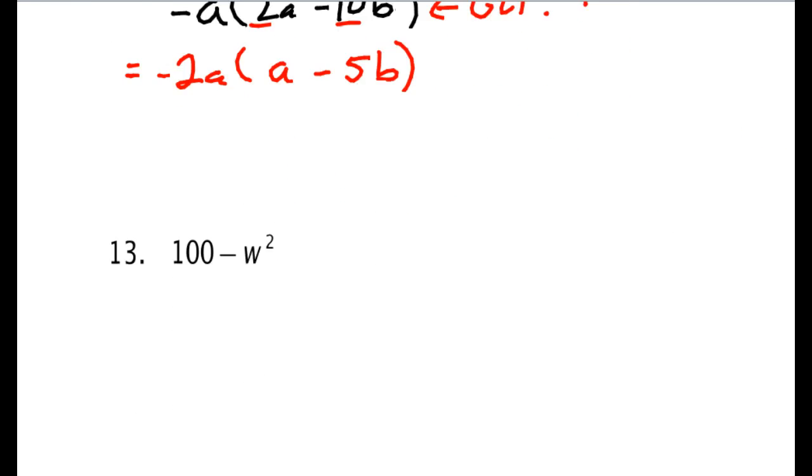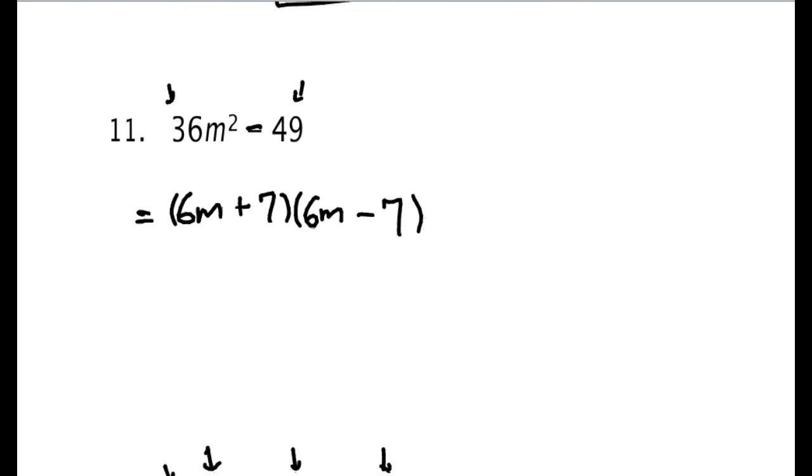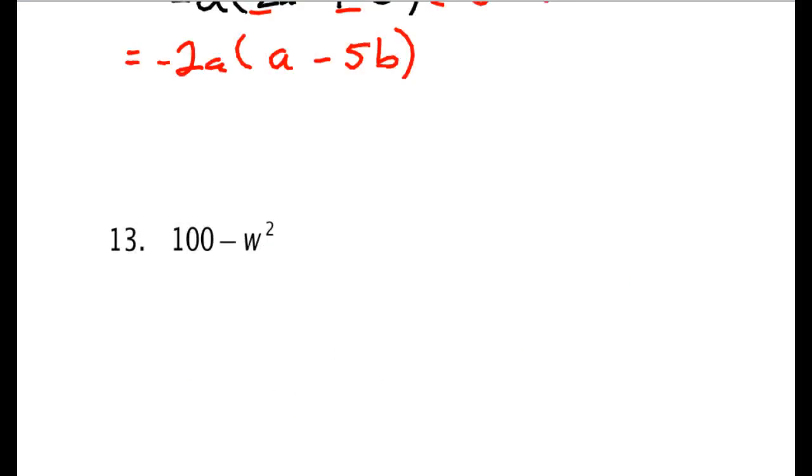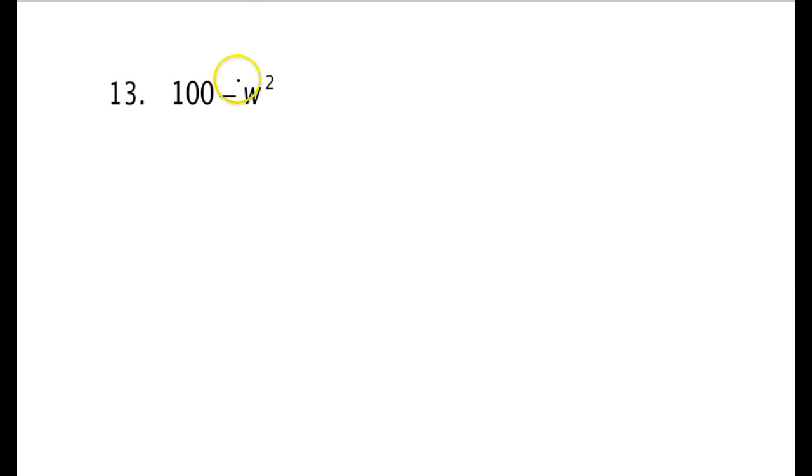Here we go. All right, 13, very similar to number 11. 36, 49, 100, and we got 1 here, and it is a difference. So 100, what perfect square would that be? Hopefully you get 10 times 10. And then w squared would just be w times w. And to get the negative, we need a positive and a negative. That's all there is to it. Love those ones, nice and fast.